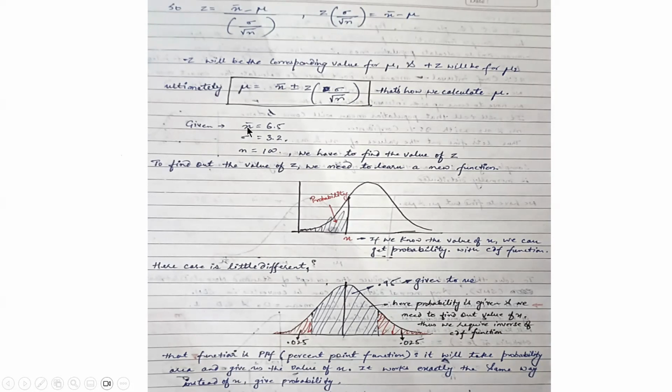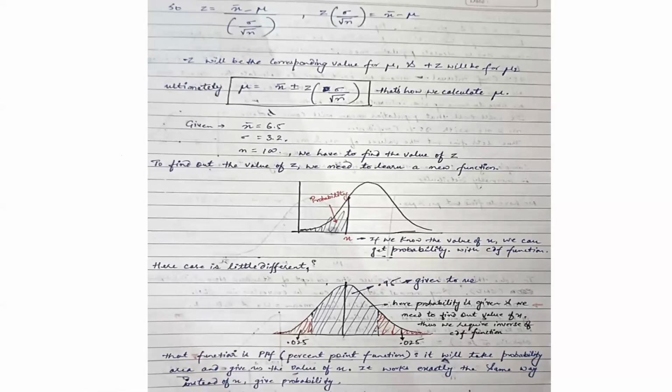Okay. So given is x bar equals 6.5. X bar is the sample mean, and the standard deviation of the population is 3.2. Sample size is 100. We have to find out the value of z. To find the value of z, we need to learn a new function. Earlier, with the CDF function, we were providing the x value and getting the probability up to that x value. But here we already have the probability and we have to find the x value. It is totally different. So the probability is given, that is 0.95. And we have to do the inverse of that.